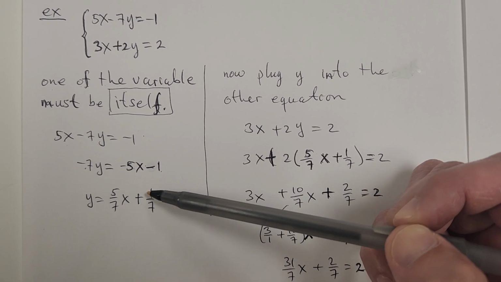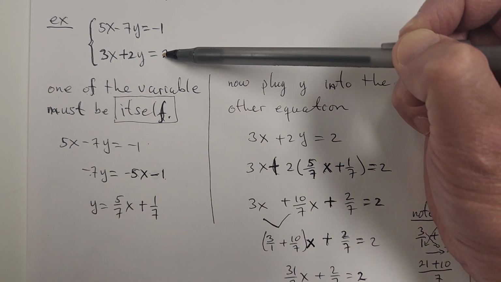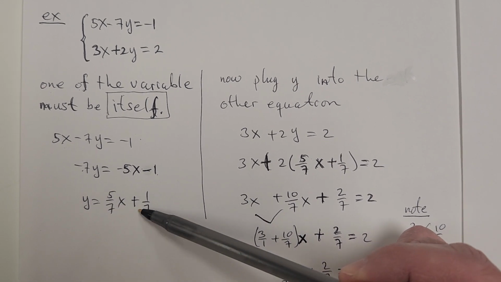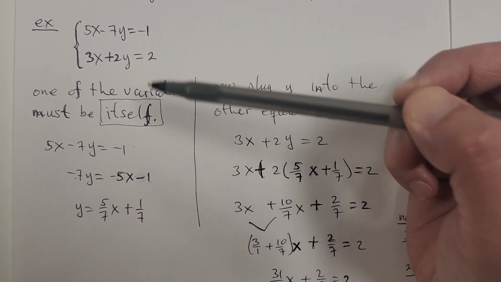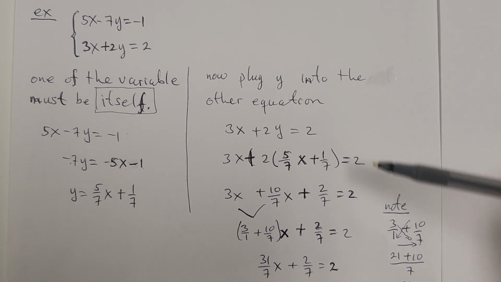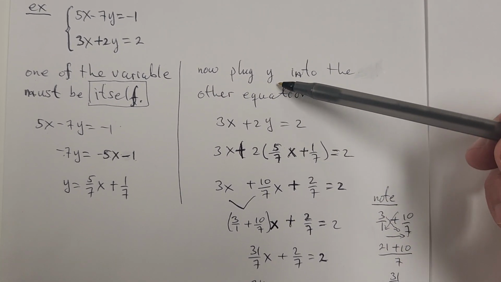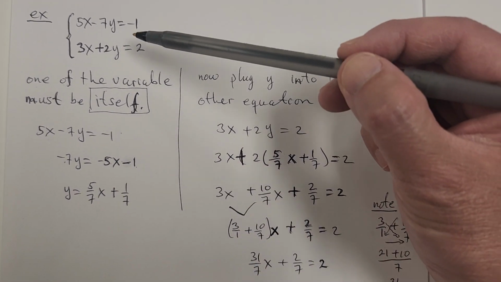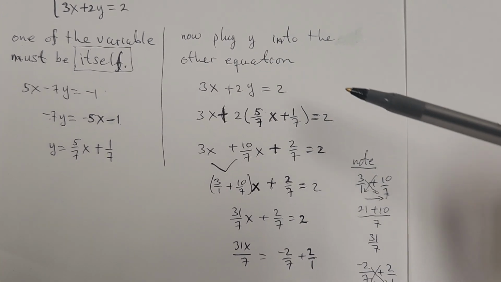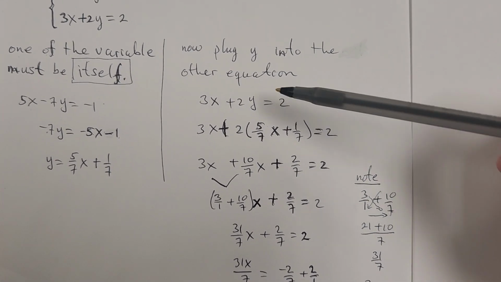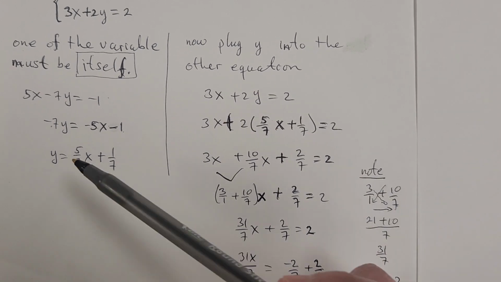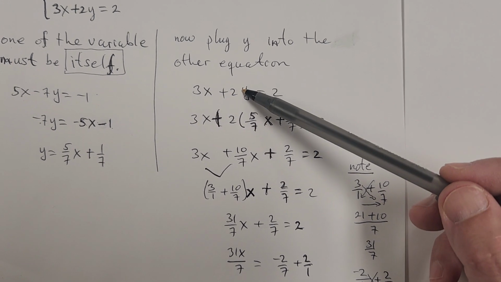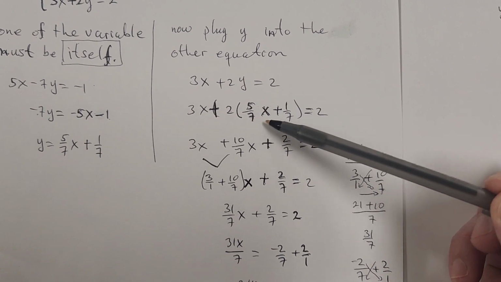Take this equation where I'm circling and plug it into the second equation. One more time, take this equation, plug it into the second equation. I have the work on this side. So now plug y into the other equation. I'm rewriting the second equation. This y right here, I'm going to plug in 5/7 x plus 1/7. So take this y and plug this in right here.